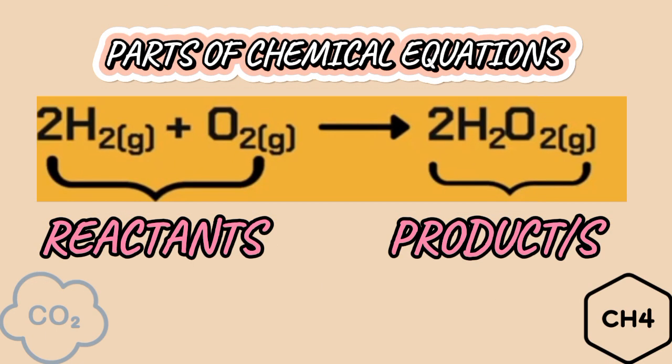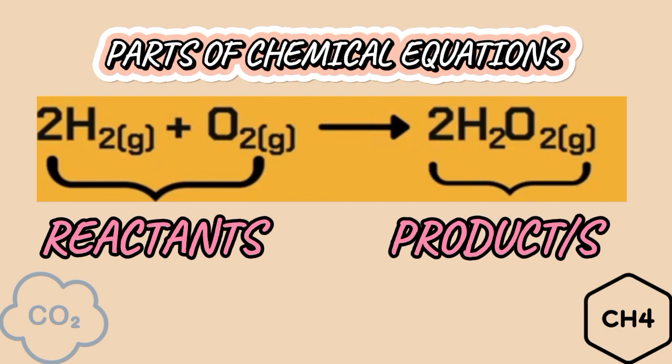For the parts of a chemical equation, there are basically three: the reactants, the arrow, which we read as yield, and the products. As an example, hydrogen gas and oxygen gas are our reactants before the arrow. The arrow determines the direction of the reaction. Reactants are usually found at the left side of the equation, and the arrow, which you commonly read as yield, tells us which side is the reactant side and which is the product side.